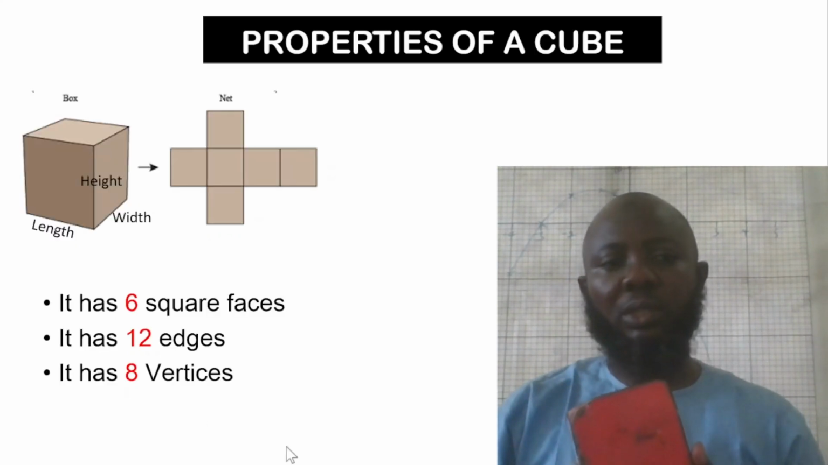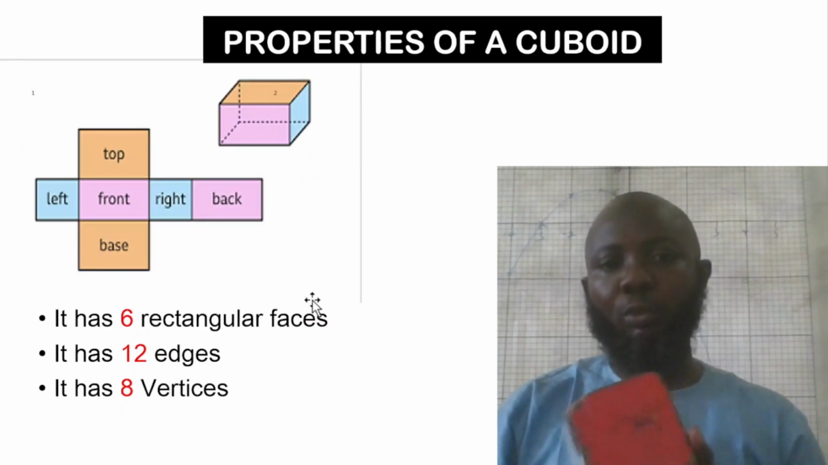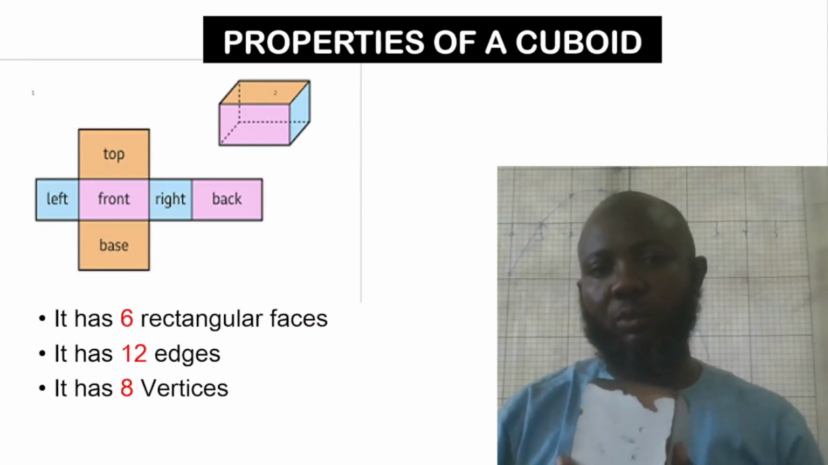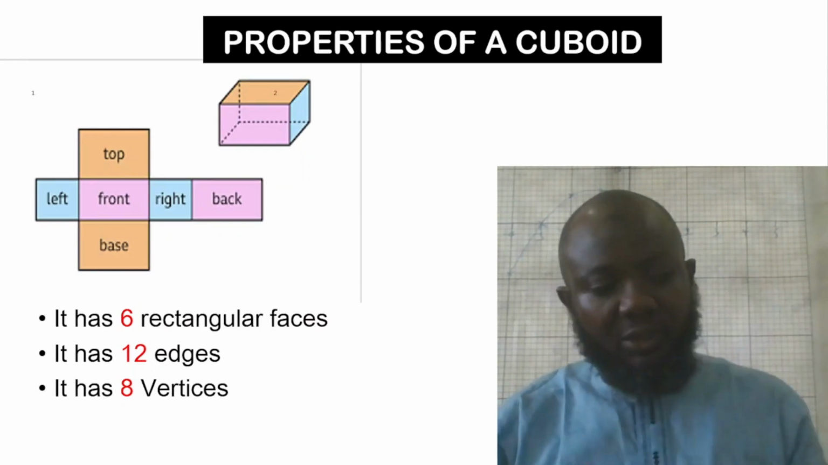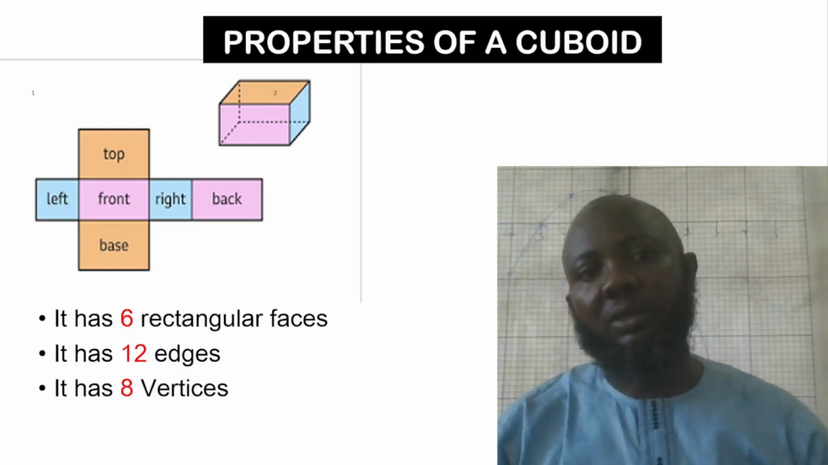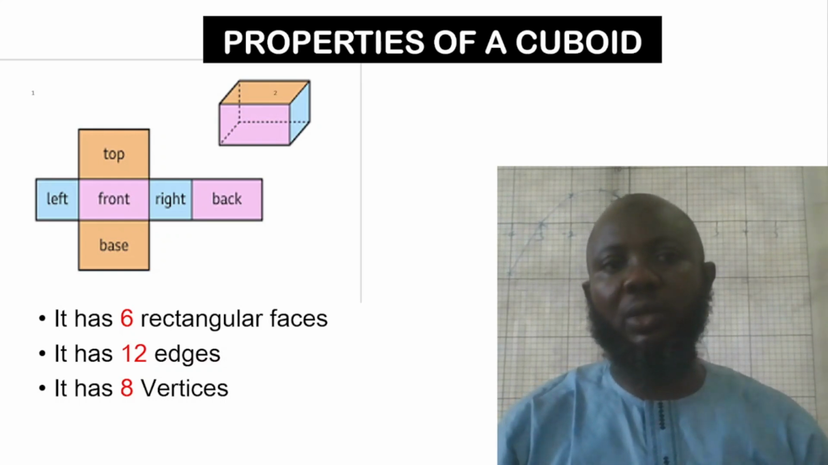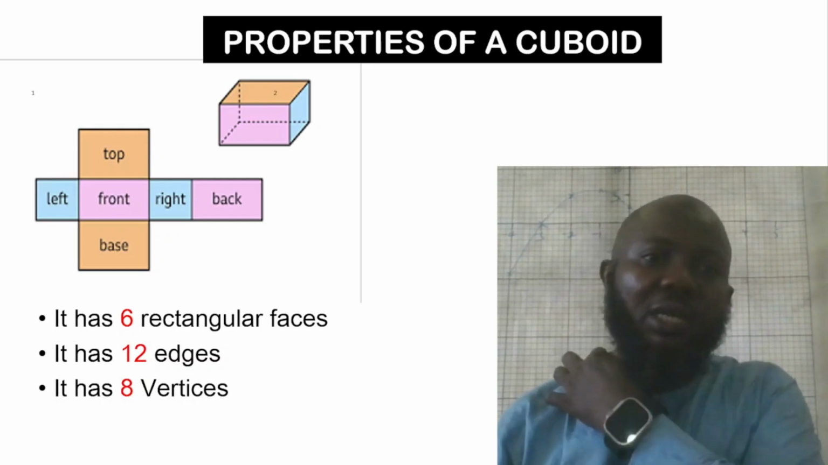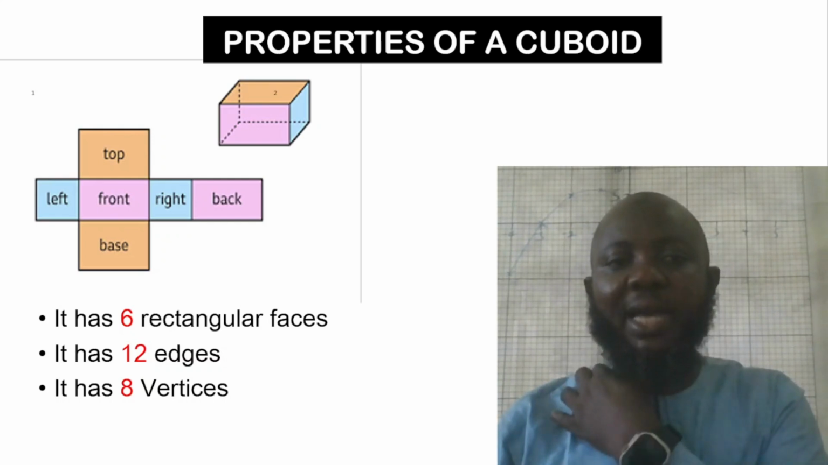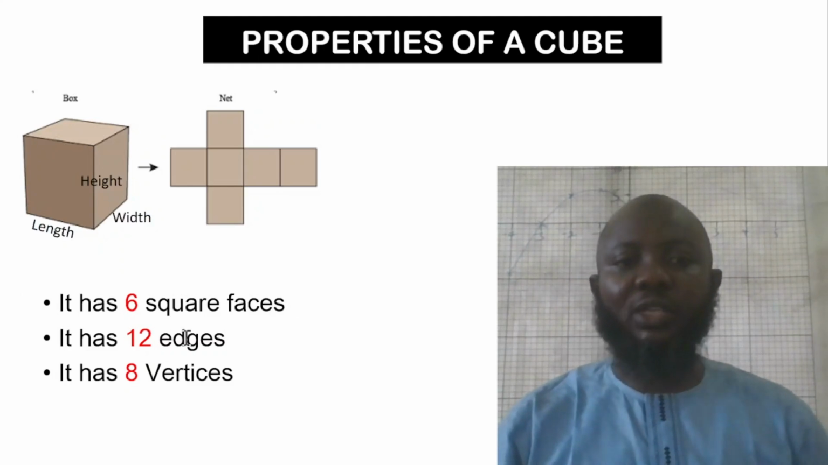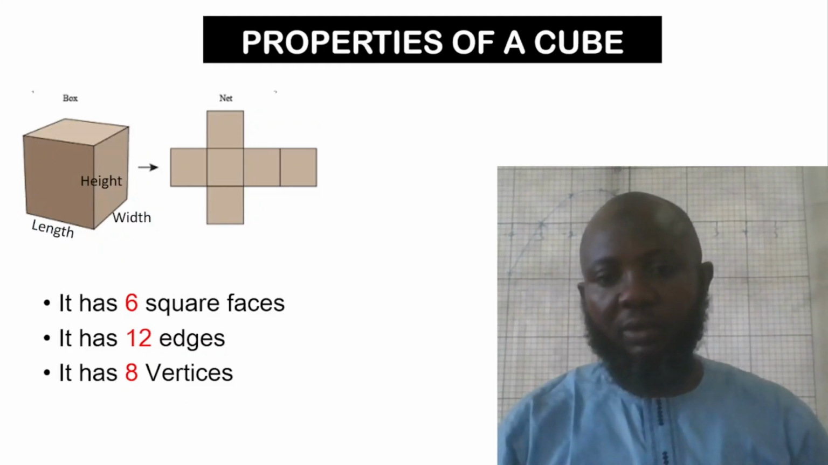The next one is a cuboid. There's not much difference between a cube and a cuboid. The difference is just that in a cuboid, the faces are rectangular. So you can see that it has six rectangular faces. Unlike a cube, which has six square faces, a cuboid has 12 edges and also eight vertices.